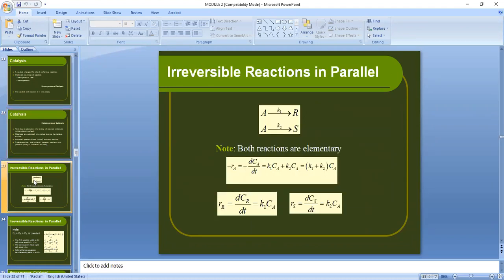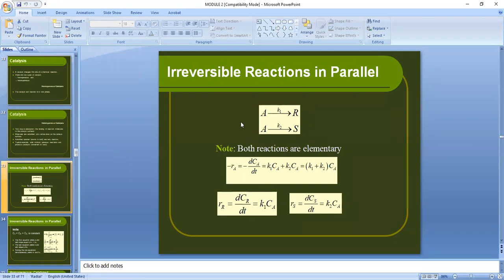Now we have irreversible parallel reactions. If you recall, we have multiple reactions: parallel, series, catalyzed and uncatalyzed, autocatalytic reactions, and even reversible reactions. We're going to go into each one briefly, before we try to solve problems in relation to them.